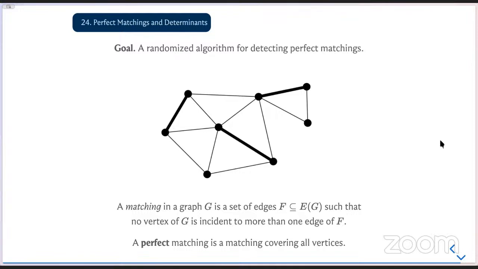let me start with this reminder that a matching in a graph is a collection of disjoint edges. So you can look at the highlighted edges here, and you see that no pair of them overlaps. So that's a valid example of a matching. However, perfect matching is a matching that actually touches every vertex.